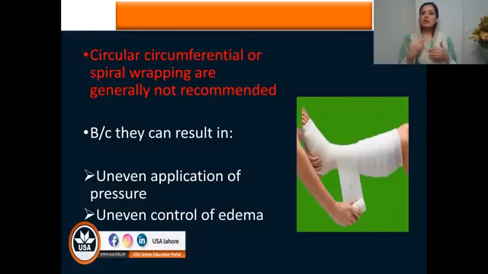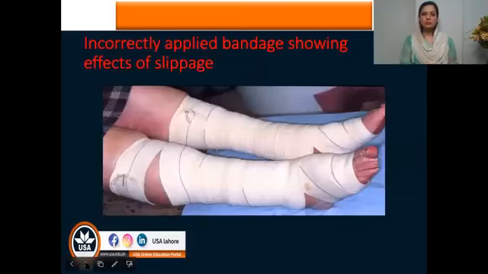The next is I just want to compare the circumferential or circular with the spiral wrapping. Circular or circumferential or spiral wrapping is generally not recommended. The figure of 8 wrapping is comparatively recommended because it is more effective. Why are they not recommended? Like you can see in this picture, they wrap it like this. The reason is that they can result in uneven application of pressure and uneven control of the edema. Because of this uneven application, uneven control of edema, we prevent it: we don't use circular or spiral, we maintain figure of 8.